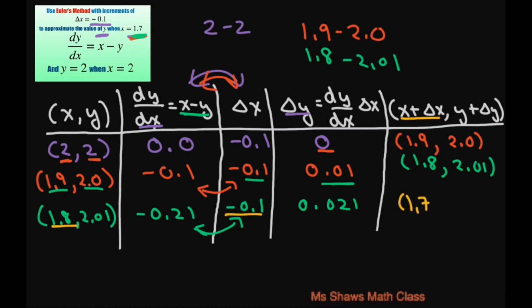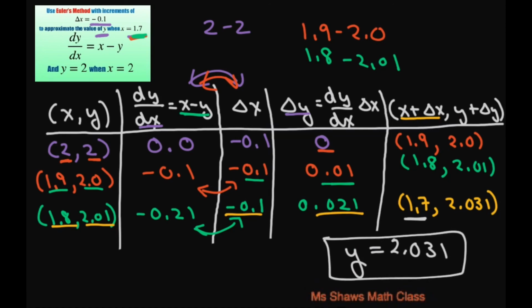That's what we wanted. And then add these two, and that gives you 2.031. Therefore, when x is 1.7, our approximate value of y is y equals 2.031. And that's it.